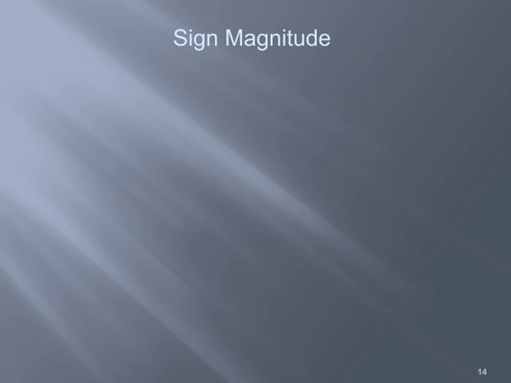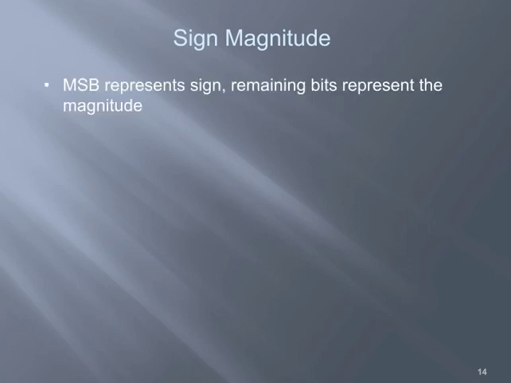Okay, so first we will see sign magnitude representation. In sign magnitude representation, what is the procedure? Always the MSB of the binary number represents the sign. MSB, the most significant bit of that binary number, always represents the sign. That's why it is called sign magnitude representation.